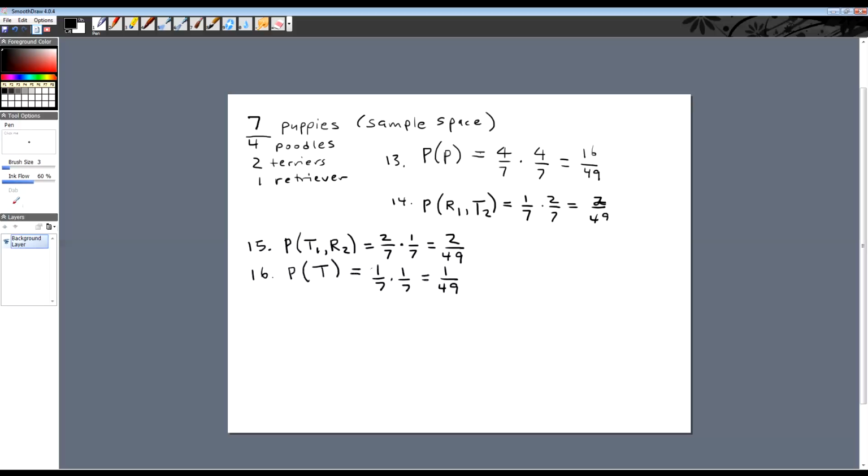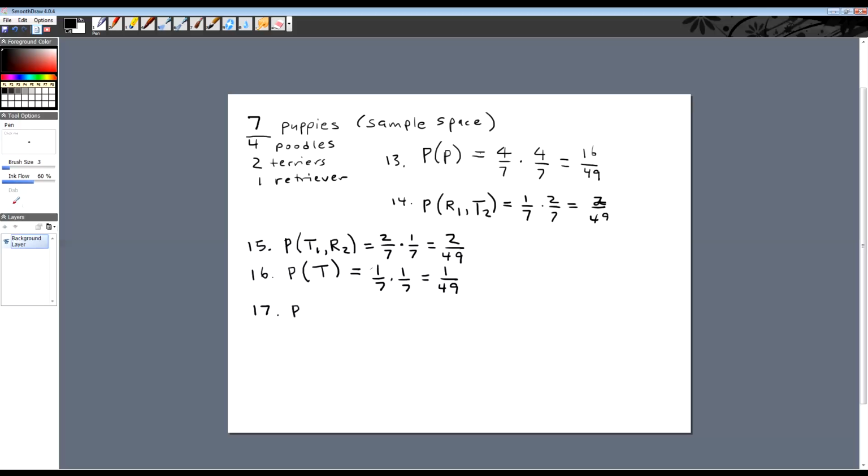Now, starting in number 17, suppose 2 puppies are selected as earlier, but this time without replacement. So Rebecca and Aaron cannot both select the same puppy. Find the probability of each event.